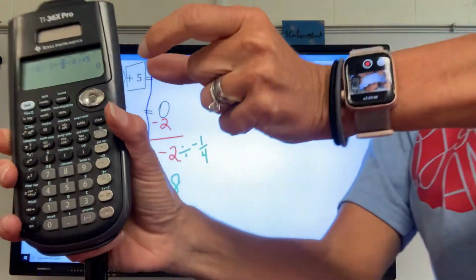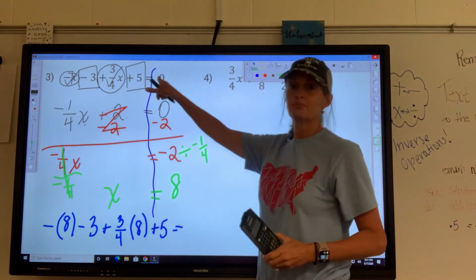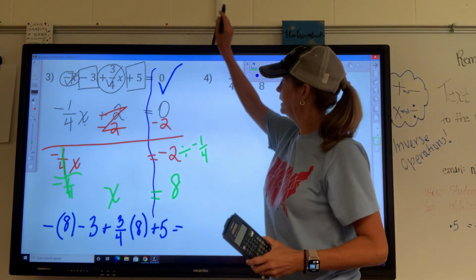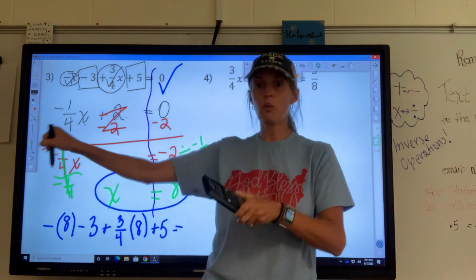Okay, cross your fingers. Oh, whoop, whoop. Oh, thank goodness. 0. What should we have gotten? 0. Hallelujah. Are we happy and we know it? Circle our answer. Whoop, whoop.